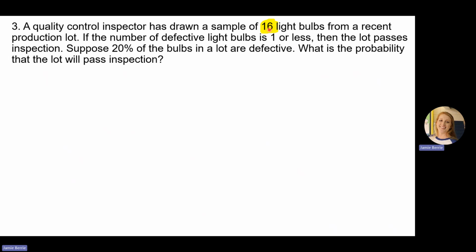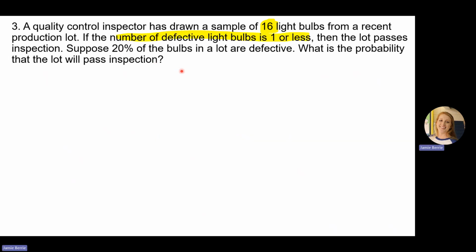And so here's a little bit of background information for you. It says if the number of defective light bulbs is one or less, then the lot is going to pass inspection. So if they pick 16 light bulbs off of the production line, and there's zero or one defective light bulbs, then they're going to say, okay, that lot passes inspection. Go ahead and send those out. And then it tells us that suppose in reality 20% of these bulbs are defective. What's the probability that the lot actually passes inspection?